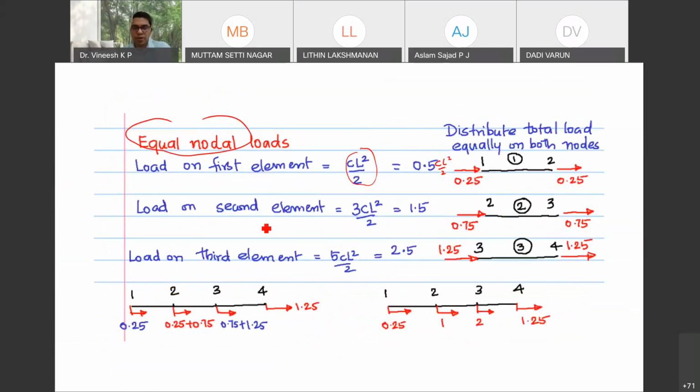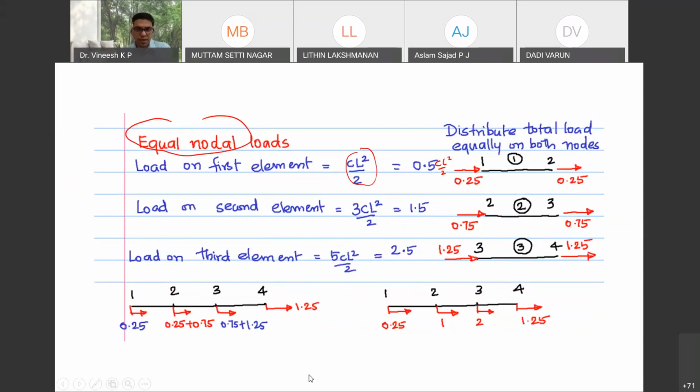Now if you look at the second element, the total force is 1.5, if C is equal to 1 and L is equal to 1. This 1.5 I am distributing equally to both nodes, so 0.75 and 0.75. Now if you look at the third element, it is 5 CL square by 2, which is 2.5 if C is equal to 1, L is equal to 1. This 2.5 load, I am dividing equally on both nodes, 1.25 and 1.25.